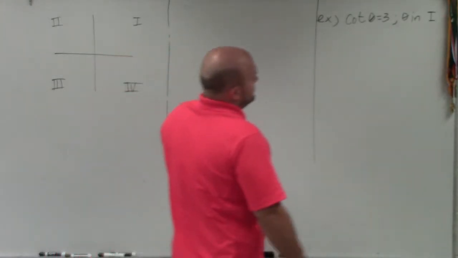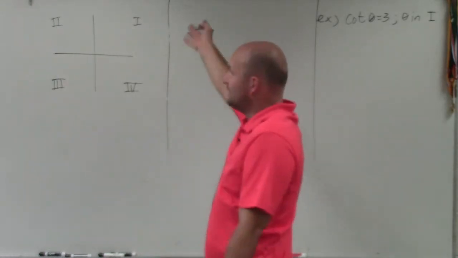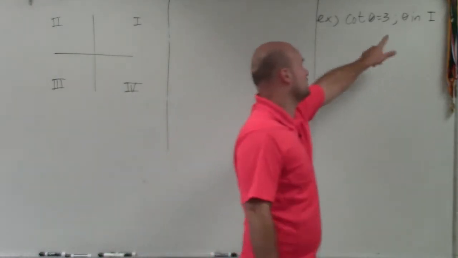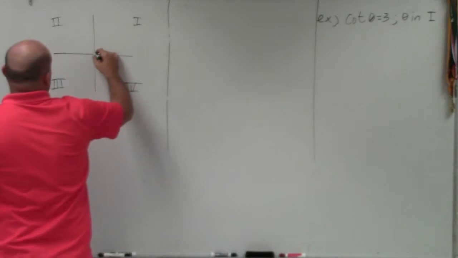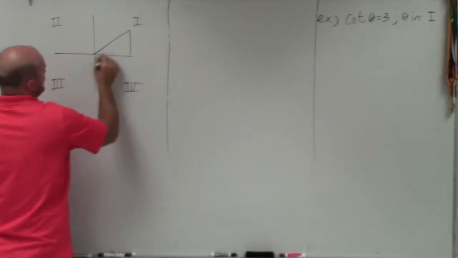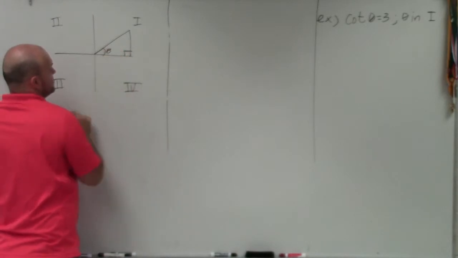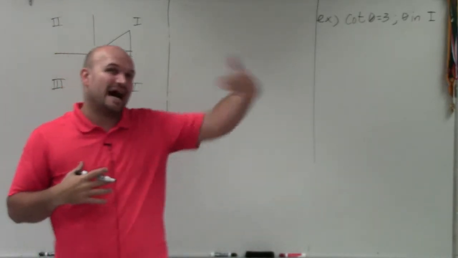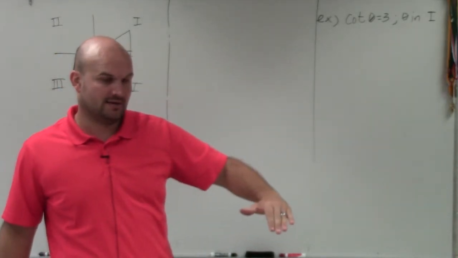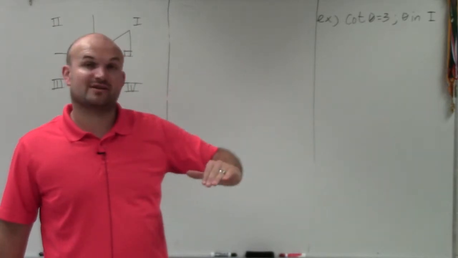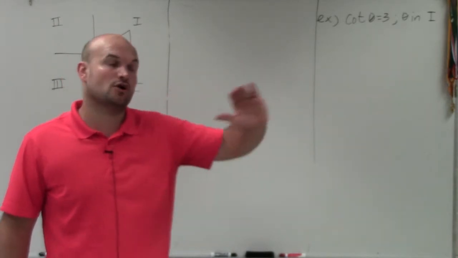Now we're not given a triangle, so we have to create our triangle. I label the quadrants, and it says that theta has to be in quadrant 1. When creating our right triangle, we have to create one with a central angle that's perpendicular to the x-axis. So there's our theta. Now remember, tangent is opposite over adjacent. Therefore, cotangent is going to be adjacent over opposite.